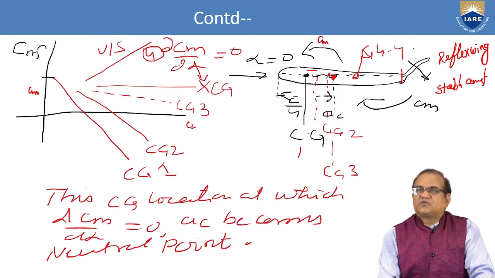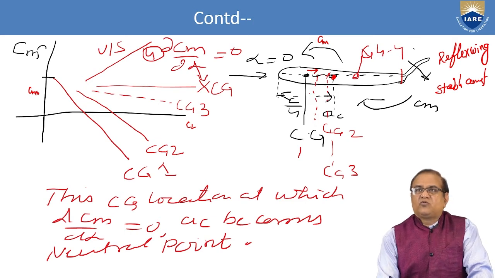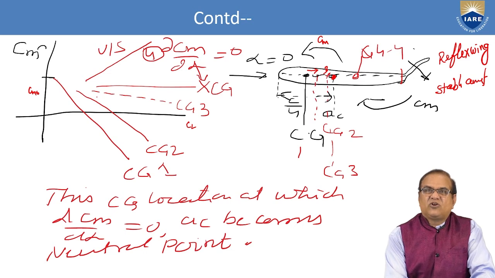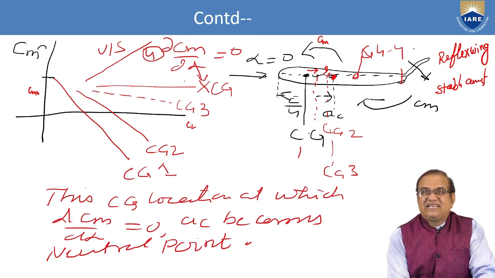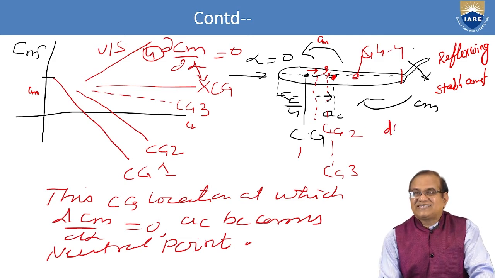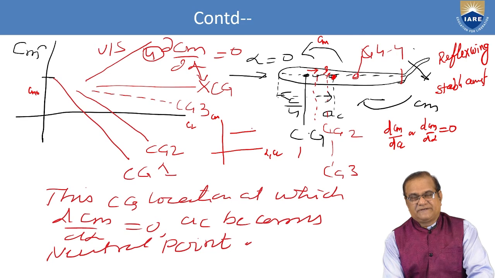If you shift from 1 to 2 here, the slope is reduced. If you go to point 3 here, the slope is reduced further. As and when the CG and AC coincide, you will get a straight line. This becomes the neutral point, and at the neutral point you will get dCm by dCl or dCm by d alpha equal to 0. So you will not get any slope. It is shown here. So you will get Cm versus alpha or CL as a straight line.